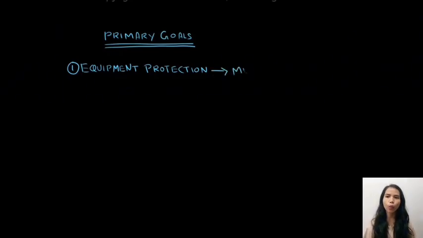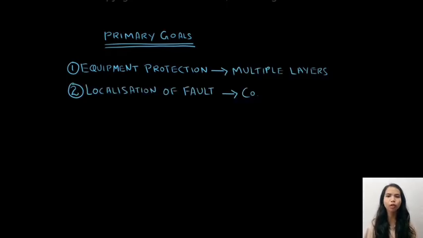Through coordination, we can achieve multiple layers of protection. We can also coordinate these layers so the fault or abnormality is localized to a zone. This ensures continuity of power to the rest of the system, with the abnormality being isolated to its particular location. We will be discussing this in more detail as we continue this series.